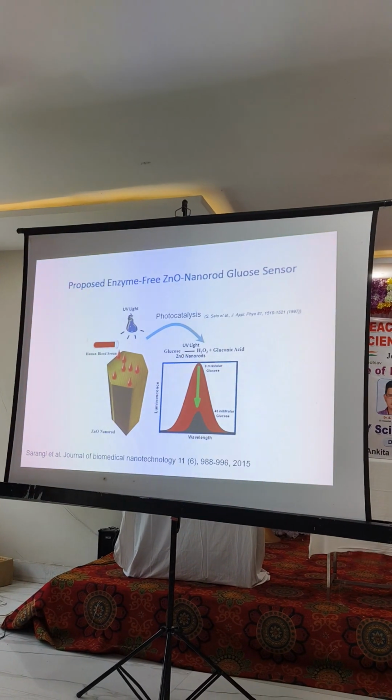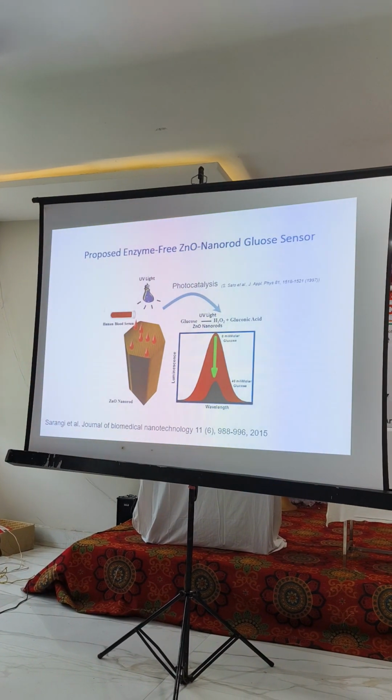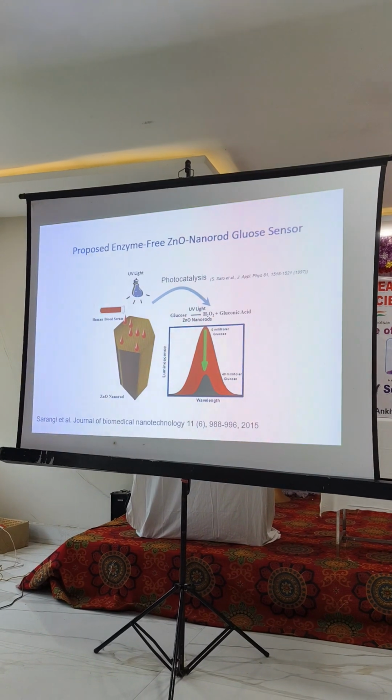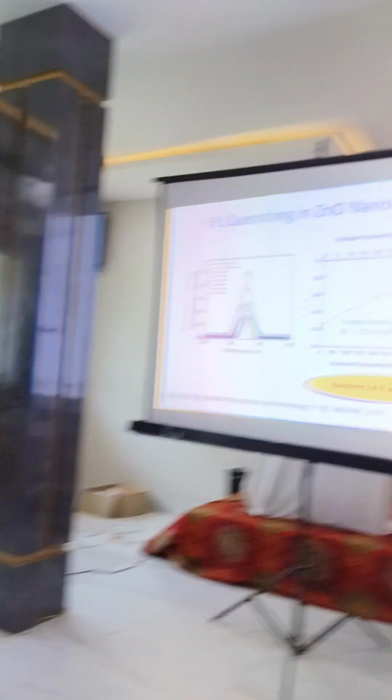I will explain the physics of why there is less luminescence. But I was able to find a material which interacts with the blood serum and can give me hydrogen peroxide in the presence of UV light. So this is my device. I just take zinc oxide nanorod, put glucose, and then put on UV, then I measure the luminescence. That's what I did here.